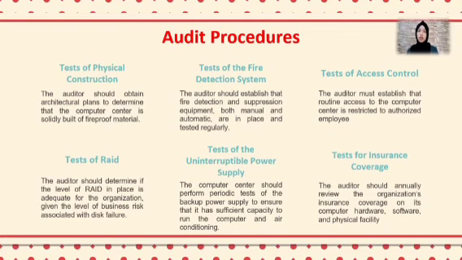Next, audit procedures. There are several tests of physical security controls in audit procedures. First is the test of physical construction. The auditor should obtain architectural plans to determine that the computer center is solidly built of fireproof material. Meaning there should be adequate drainage under the raised floor to allow water to flow away in the event of water damage from a fire in an upper floor or from some other source.